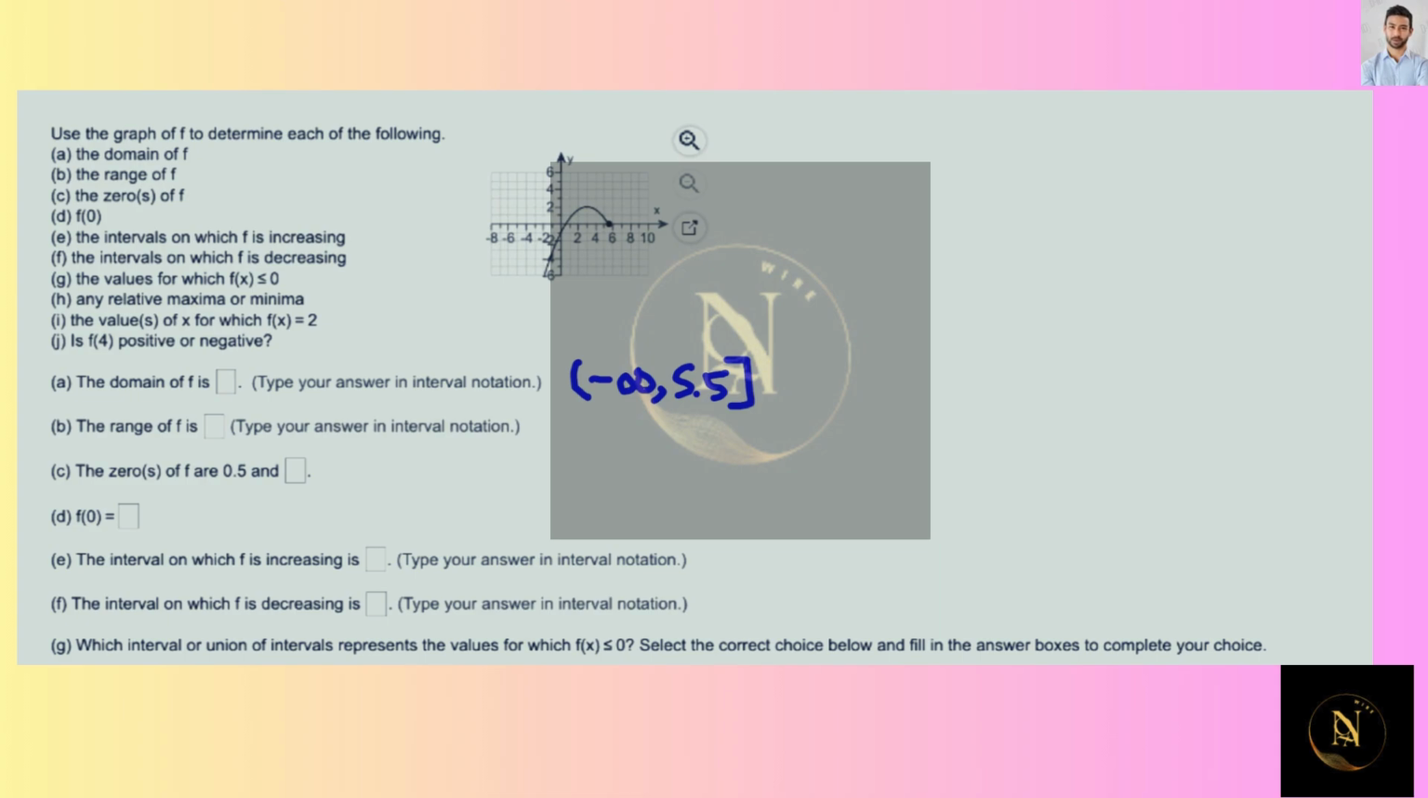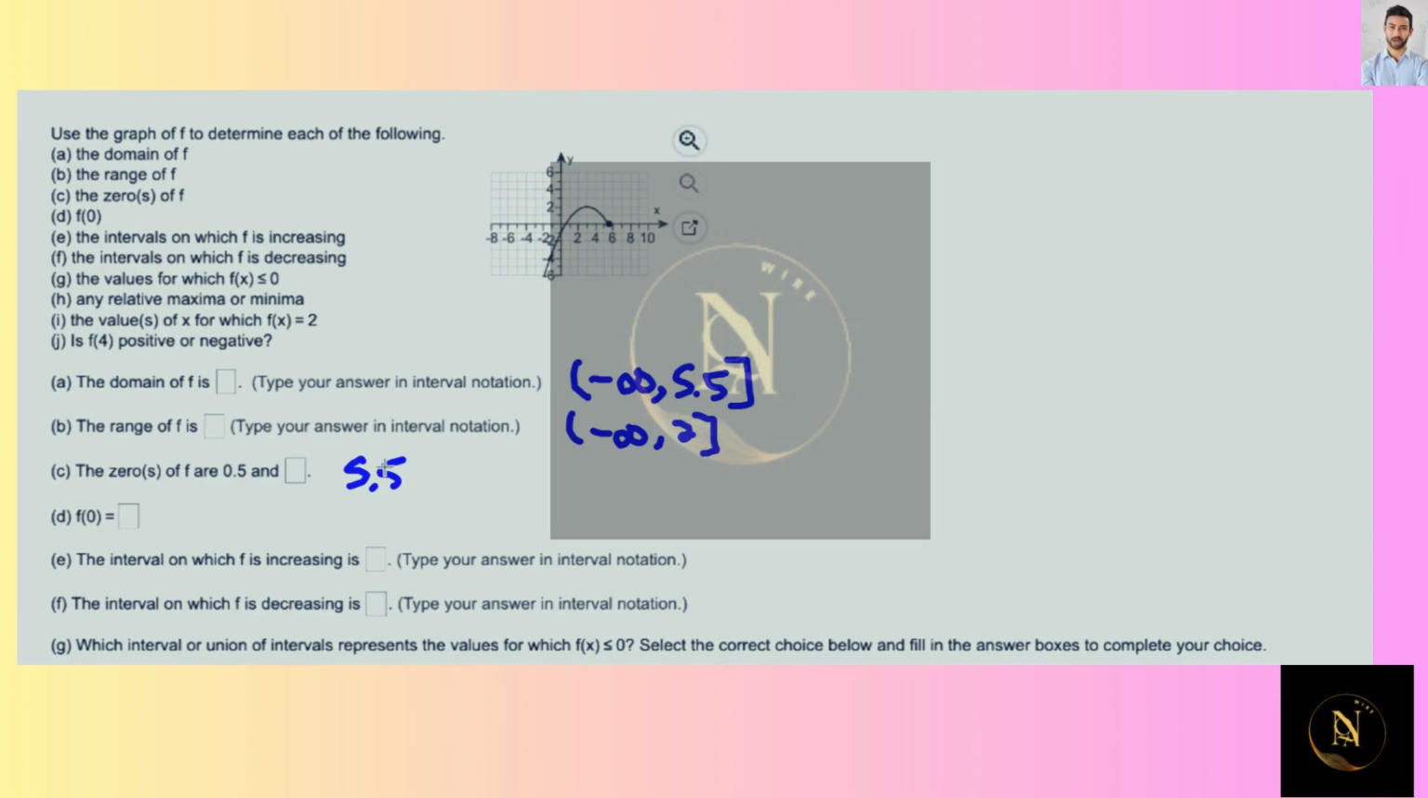The range would be the y values from negative infinity because it goes forever down, but it goes as high as 2 on the y-axis. So we would say that the range is from negative infinity to 2 included because it does include that. The zeros of the function are 0.5 and the other is 5.5. That's where it crosses the x-axis.